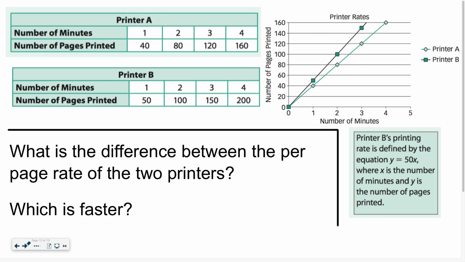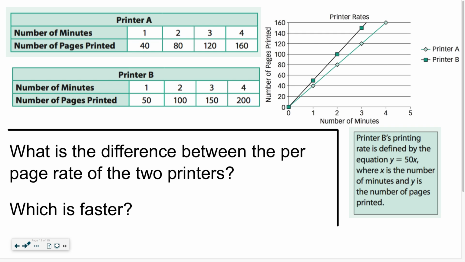Printer B. How do we know printer B? There's a few different ways you could explain, so based on how she explains, somebody be prepared to explain it another way. It produces 10 more pages in that minute. How do you know? Because it's 50 and A got 40. So on the table, if you look at the unit rate, printer B is 50 pages in 1 minute, the other one's only 40.